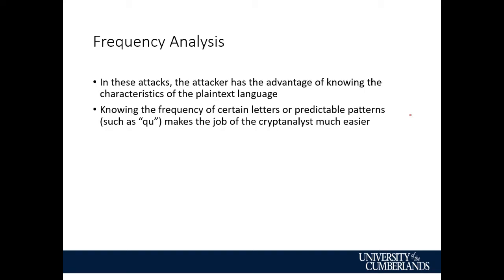Frequency analysis. In this attack, the attacker has the advantage of knowing the characteristics of the plaintext language. So basically, they're looking for which letters are used the most frequently. And as we said, it would be R, T, L, and N. Are they always in there? Then you could start to figure out what the word is. Knowing the frequency of certain letters or predictable patterns, such as QU, makes the job of cryptanalysis much easier.